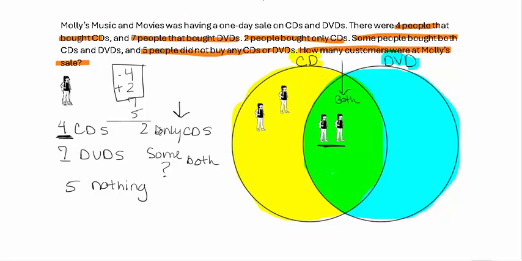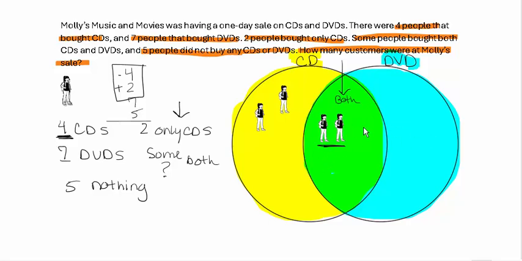All right, and now there are 7 people that bought DVDs. So if we look at this blue circle, that should have 7 people altogether in it. So think about it. Should I put 7 people in this blue area? If I put 7 people in that blue area and I count the 2 for both, that would give me 9 people that bought DVDs, but it's not. It's only 7 people.